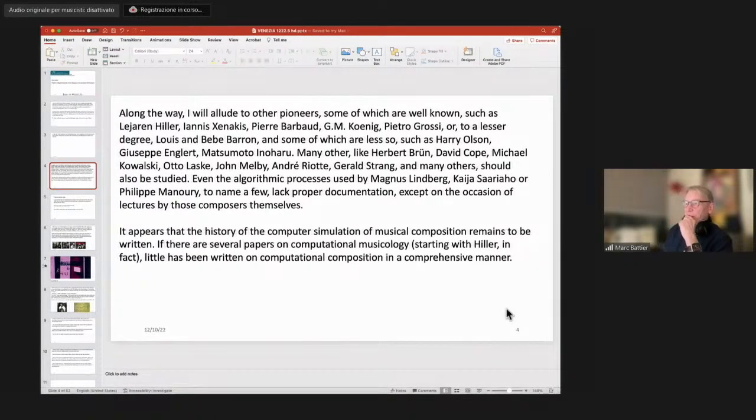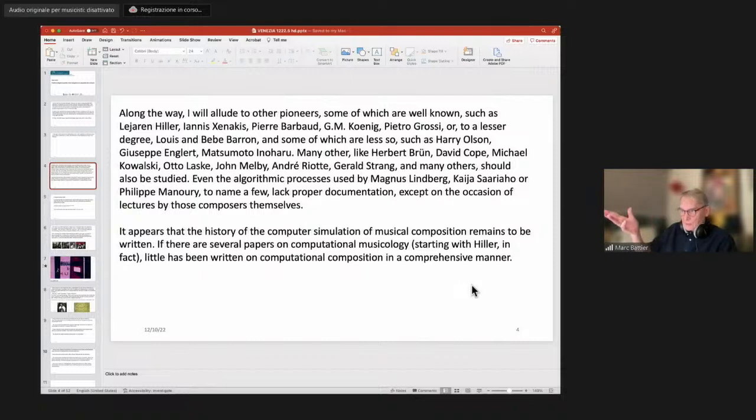Yeah, me neither. Sorry. The thing is, I pretty much wrote everything I'm going to say on the screen because of this Zoom session. All right, so anyway, I was saying that I will allude to other pioneers and many others like Herbert Brün, David Cope, Michael Kowalski, Otto Laske, who's been mentioned already, John Melby, André Riotte, Gerald Strang, and many others should also be studied.